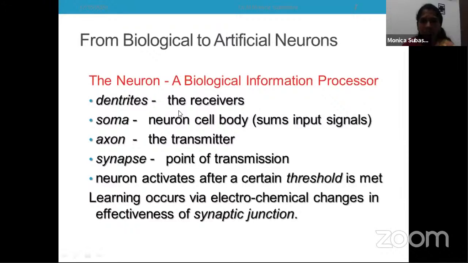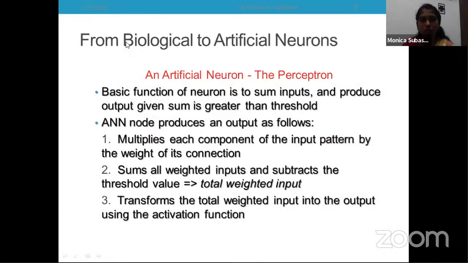So as per the previous discussion, dendrites are the receivers. Soma is actually the neuron cell body, which sums all the input signals. Axon is the transmitter, and the point of transmission is going to be the synapse. So based on this information, the biological neuron has been converted into an artificial neuron. And all the algorithms definitely depend upon this particular concept the scientists have developed. This is the basic concept behind any artificial neural network.